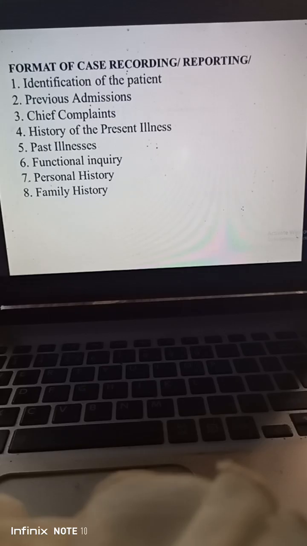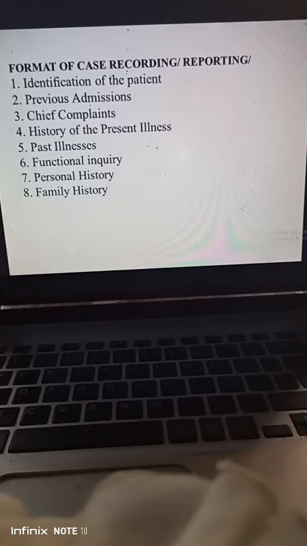Let's see this standard format. This is a standard format, sequentially put, for any reporting or recording of your patient's health history. You have to follow this standard format in case reporting, in reporting of your bedside patients, and in reporting of your ward rounds. So the first important information you have to record is information about your patient, identification.